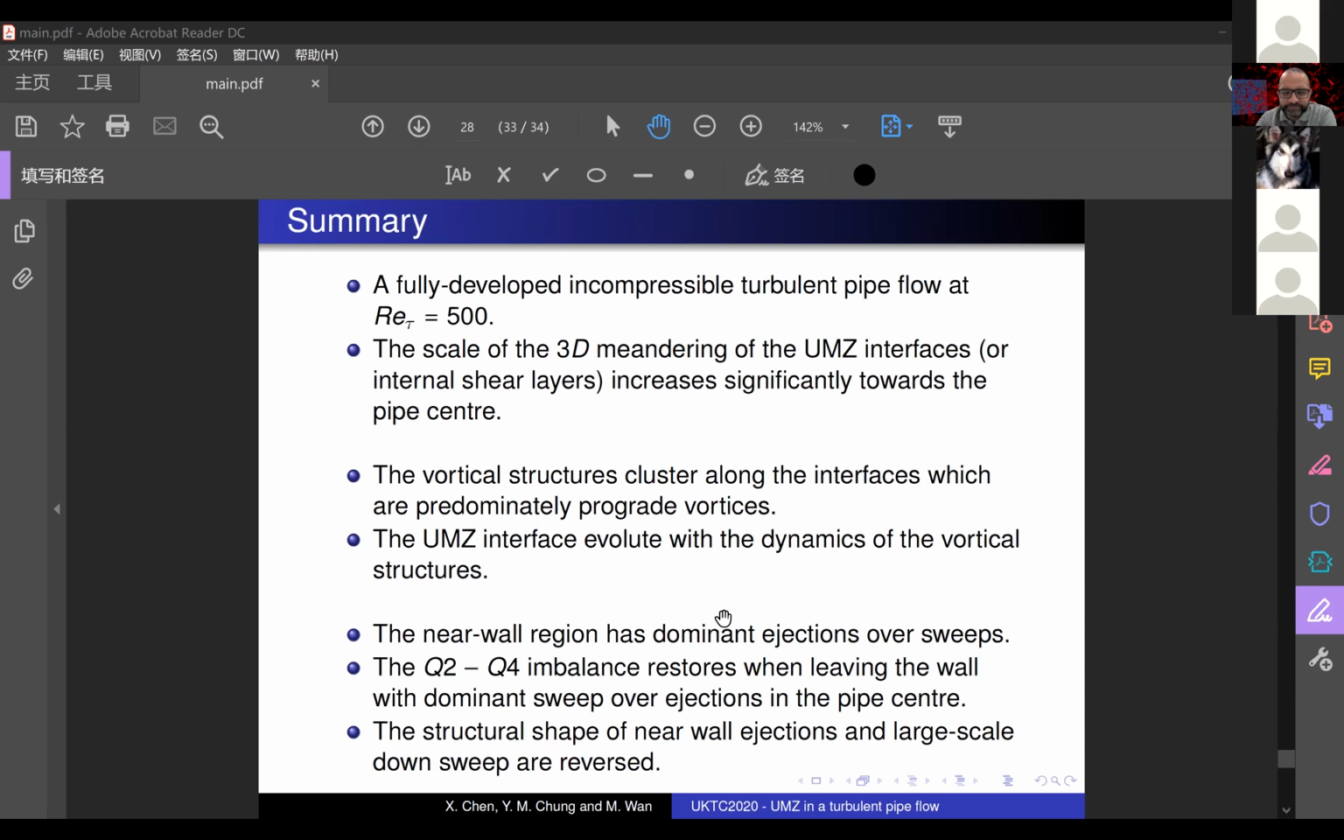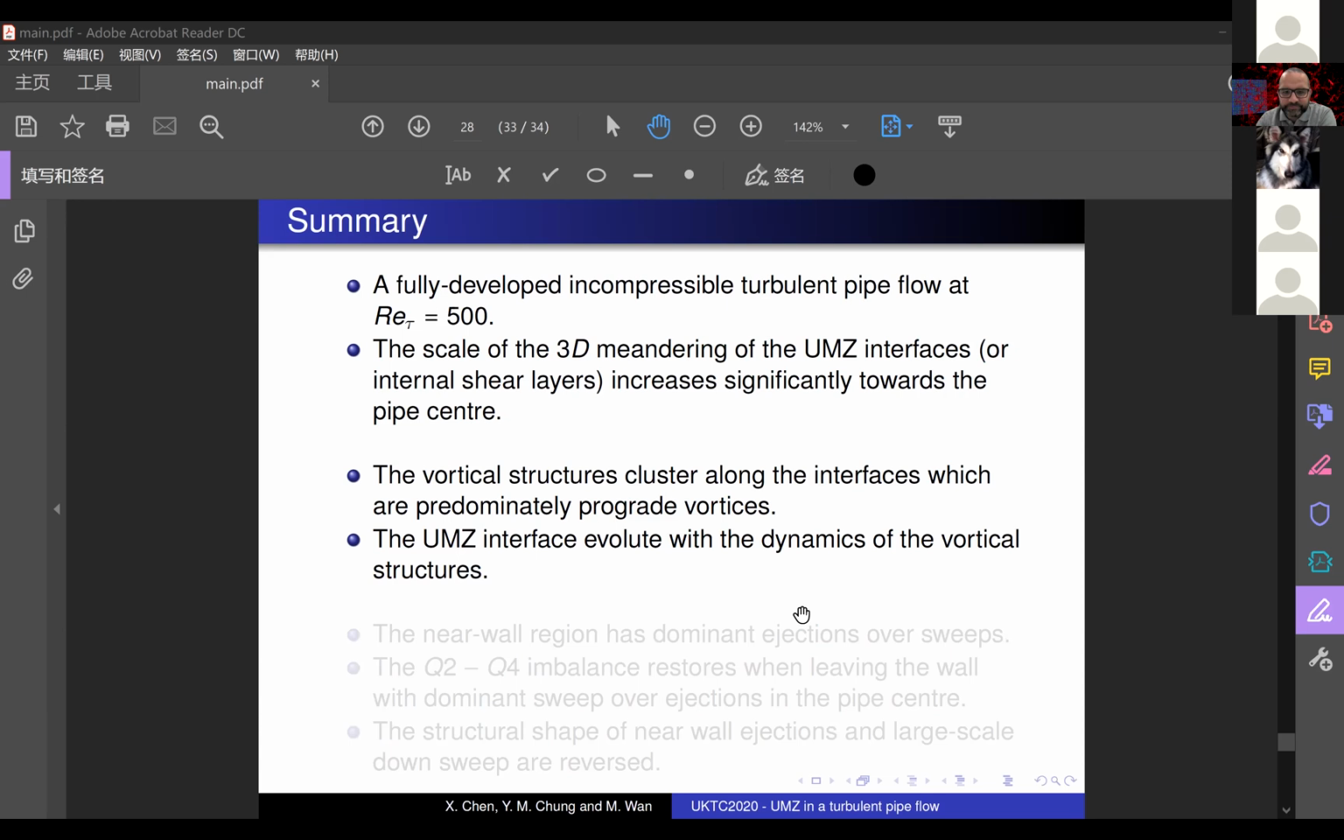When you choose your momentum zones, you did it based on the histogram. Could you go back to that slide? Would that be okay? Yeah.